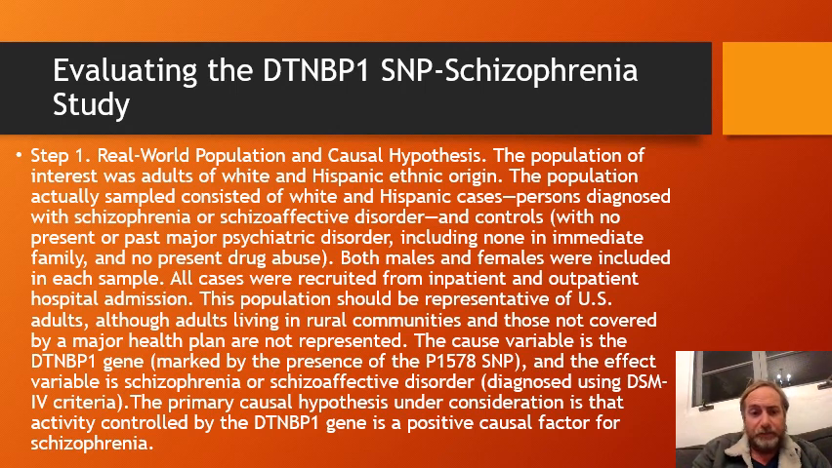What's the cause variable? It's the DTNBP1 gene, which is marked by the presence of this particular polymorphism, P1578 SNP. The effect variable is schizophrenia or schizoaffective disorder, as diagnosed by the DSM-4. The causal hypothesis is that activity controlled by the DTNBP1 gene is a positive causal factor.